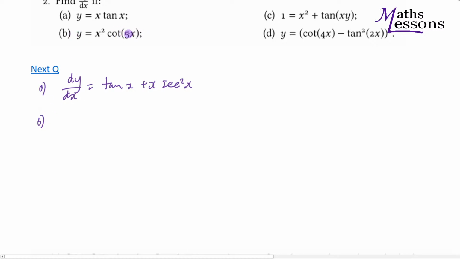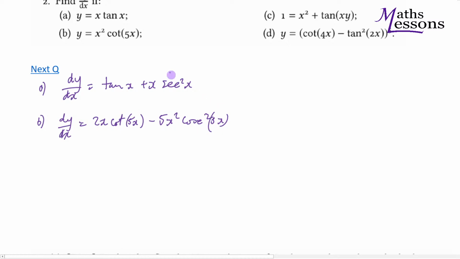B. Again, we've got another product rule with a little bit of chain rule going on. And it's so easy you probably don't even think about it. So x squared differentiated is 2x times by cot 5x. And then we're going to differentiate cot, and that gives us minus cosec squared. But we've got a 5 coming out from the chain rule part of it. So we're going to get minus 5x squared cosec squared 5x.